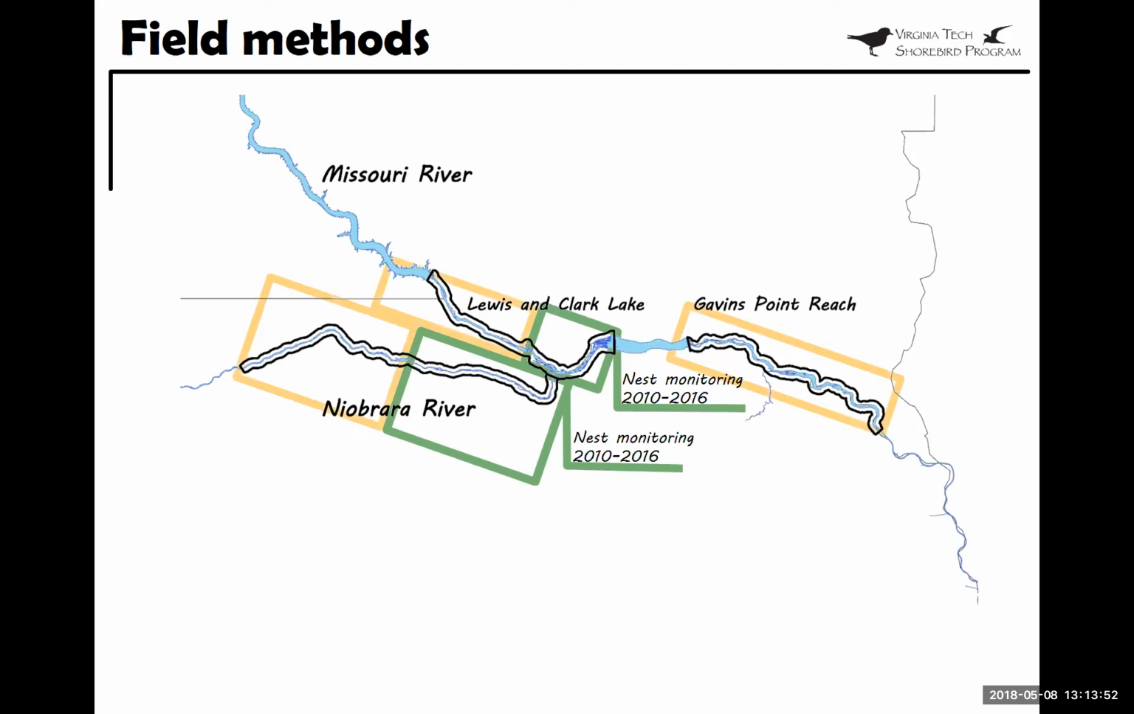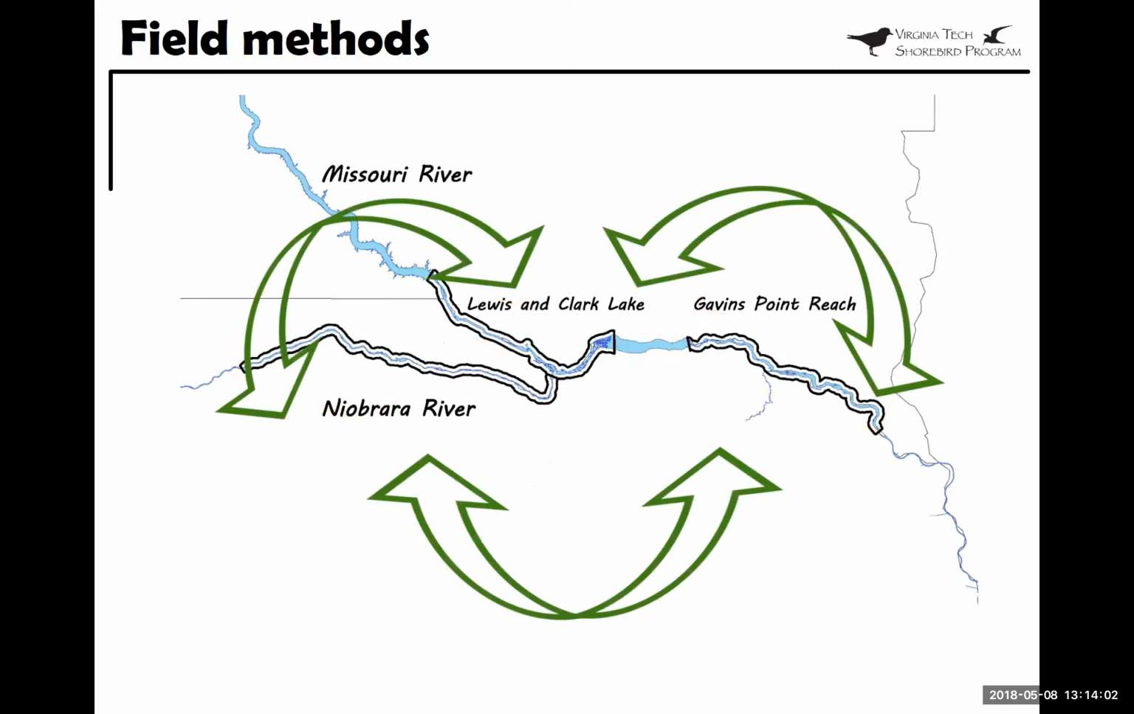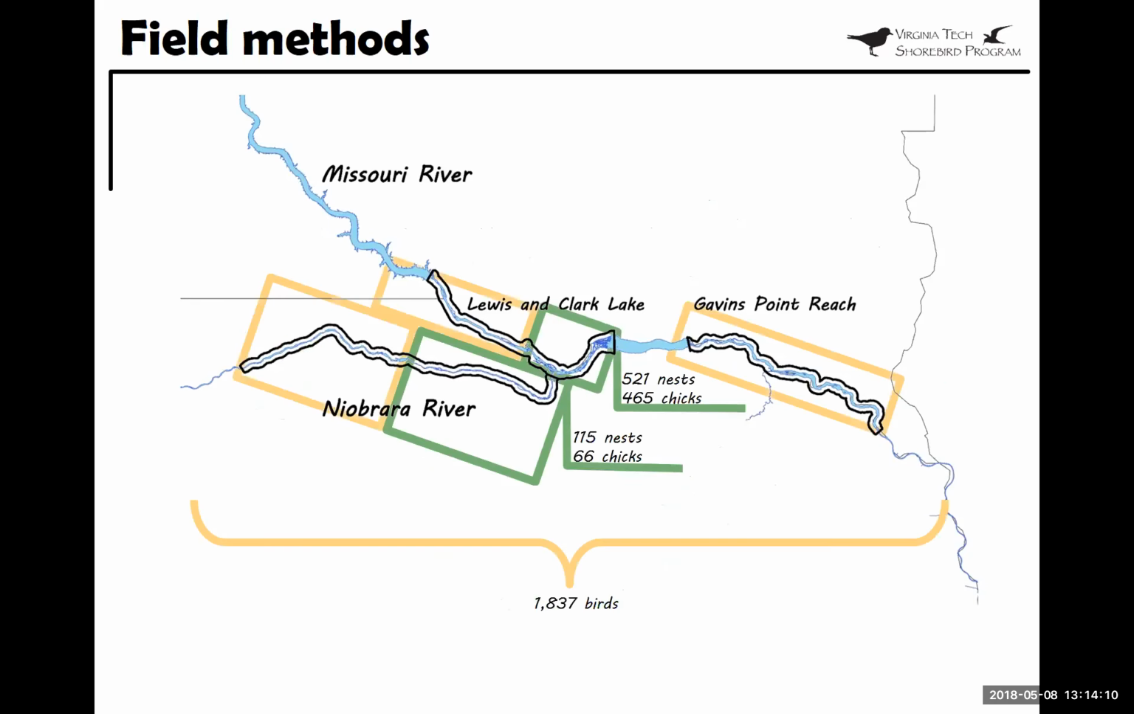On the rest of the Niobrara, Lewis and Clark Lake, and all of the Gavin's Point Reach, the areas outlined in yellow there, we didn't monitor nests for this study, but we did survey for banded birds. By surveying for birds throughout the regional population, we could see how they were moving from site to site between years. So overall, we located 1,837 birds across all of the sites.